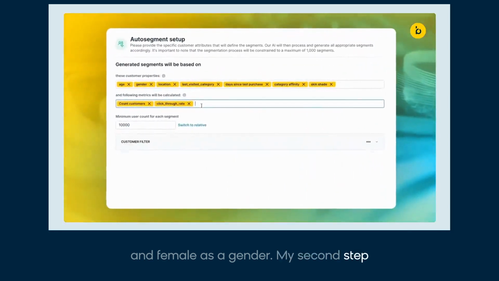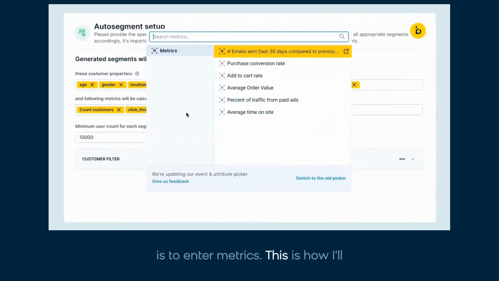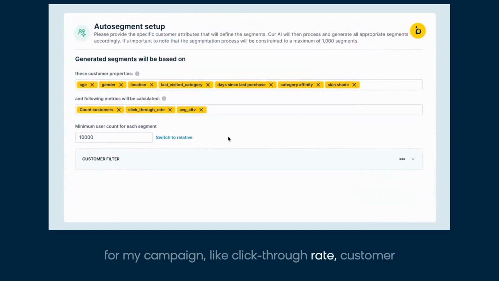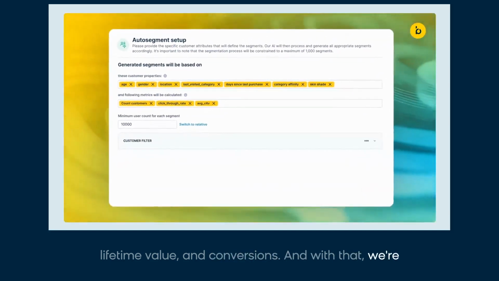My second step is to enter metrics. This is how I'll determine which segments are valuable to me. A good best practice is to enter key goals for my campaign, like click-through rate, customer lifetime value, and conversions. And with that, we're done.